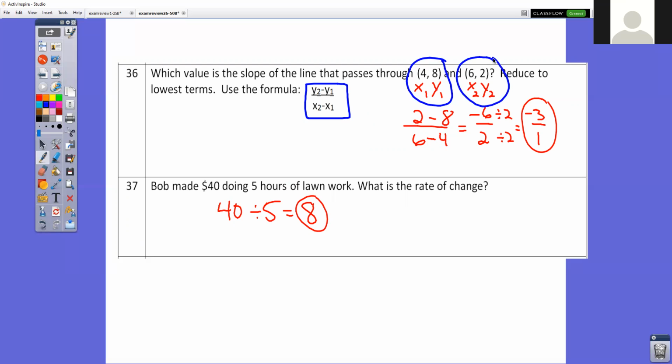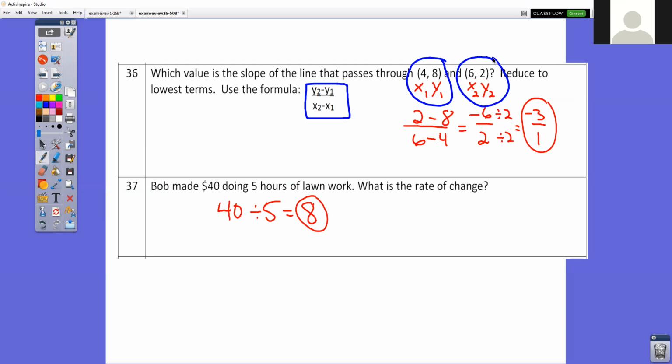Sub the numbers into the formula where it belongs. So we have y2, which is 2, minus y1, which is 8, over x2, which is 6, minus x1, which is 4. 2 minus 8 is negative 6. 6 minus 4 is 2. You could put negative 6 over 2, but you really should reduce it. So divide by 2, divide by 2, you end up with negative 3 over 1. I will tell you on your final exam, you would not see negative 6 over 2 listed as an answer. You would see negative 3 over 1, the reduced answer.